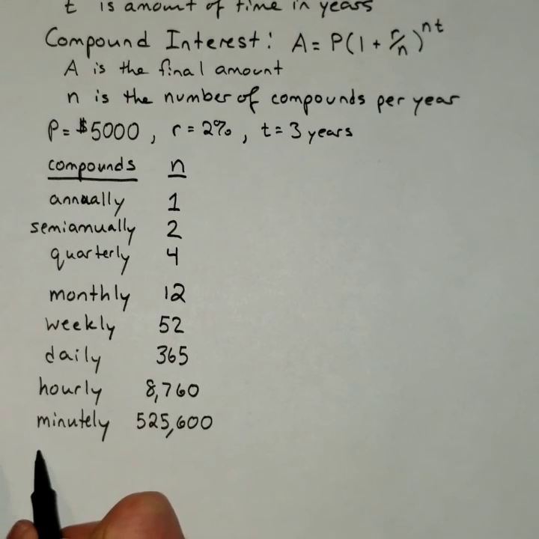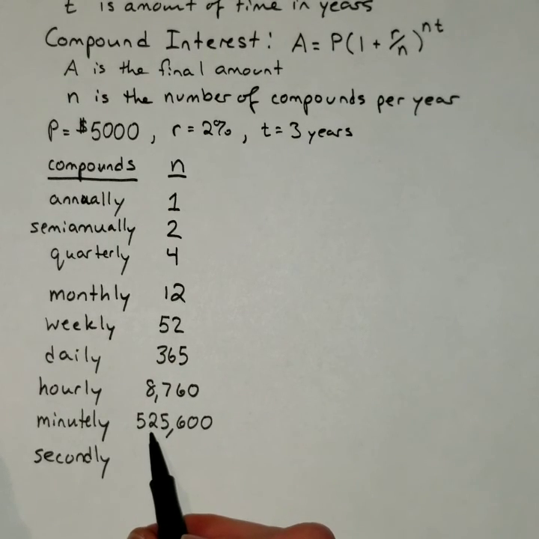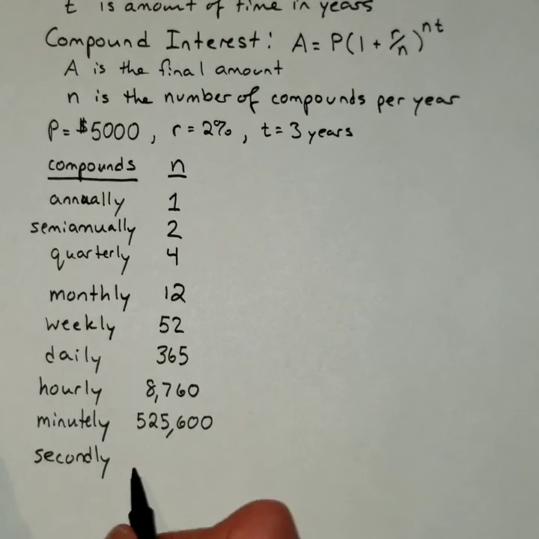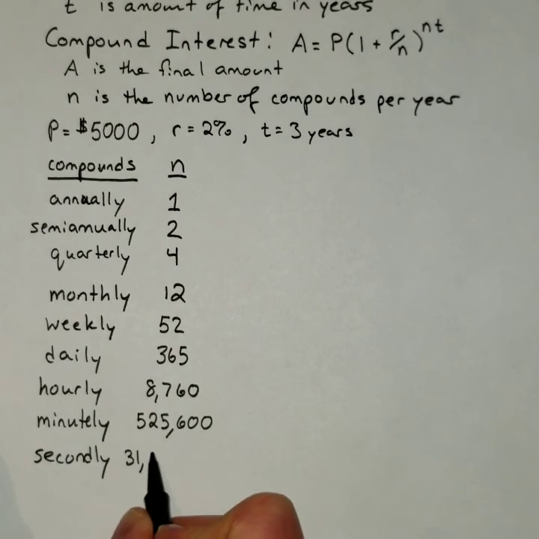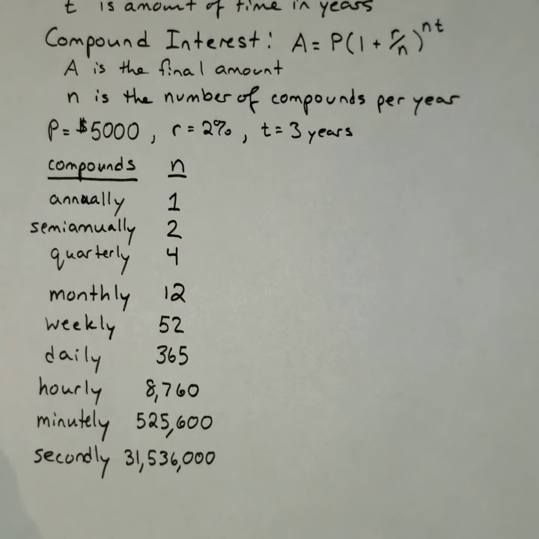And then secondly, if you were to go every second, you take that number and multiply it by 60, you get 31,536,000. Big numbers there at the bottom. And you could even go more than that. You could compound this every nanosecond if you wanted to, or some super tiny fraction of time, and get a really big n value there.